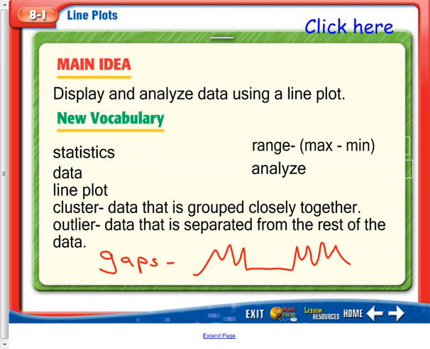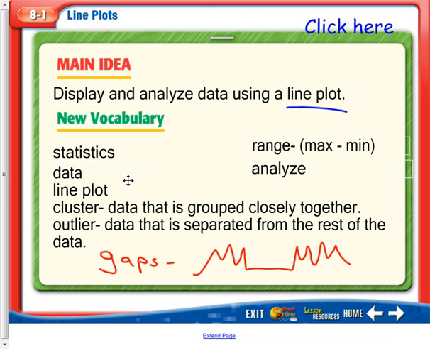The data is what we collect. How many shots are made. A line plot is what we're going to be using today to display the data. There's a lot of different ways we can display data. We can use bar graphs, we can use histograms, we can use stem and leaf plots. Today we're going to be talking about a line plot.